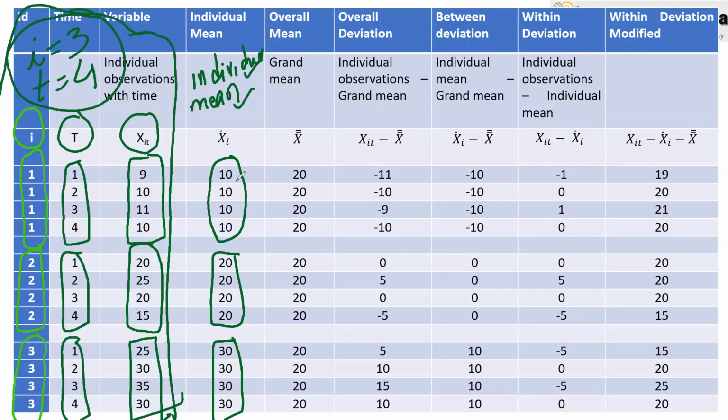After that we calculate the overall mean, meaning the mean of the total. The mean of the total is 20. So this value is the same for everybody: 20, 20, 20, 20, 20 and 20. So this is the individual mean and this is the grand mean. There are two types of mean. This is the individual mean of the group, and the grand mean means the mean of all taken together.